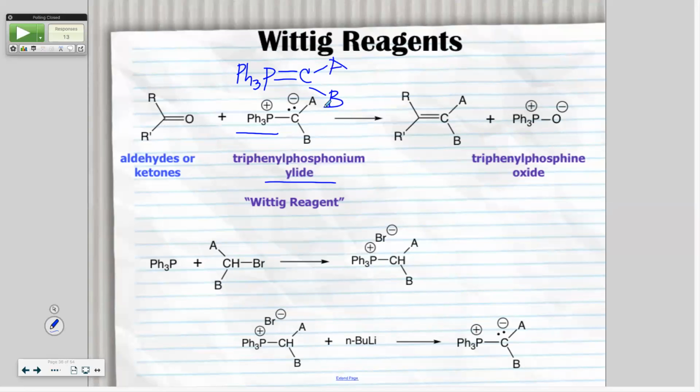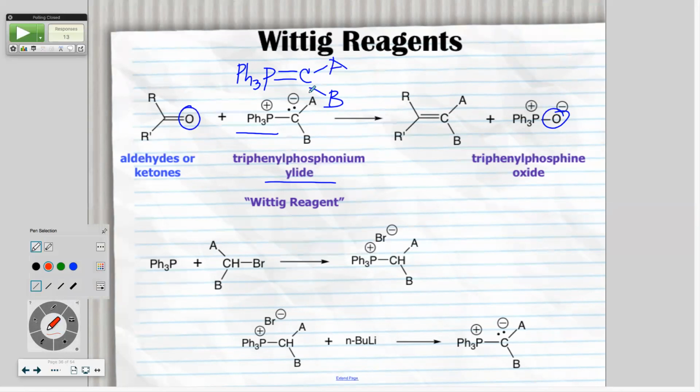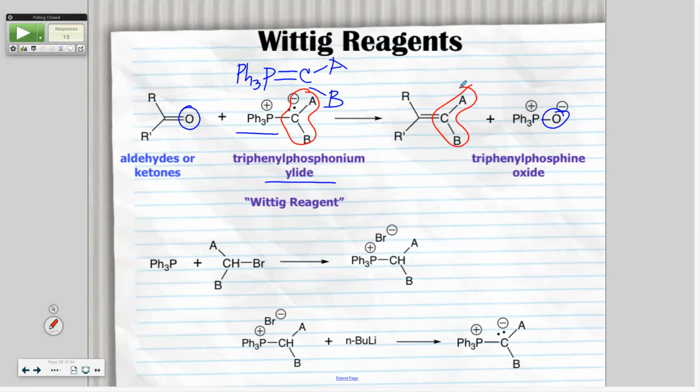So we would take an aldehyde or a ketone, and look what we made. Notice what happened. The O is now where? At the end, it's on the phosphorus. There it is. And this part of the molecule is here. So we made an alkene that's real unique, basically depending on what A and B are.